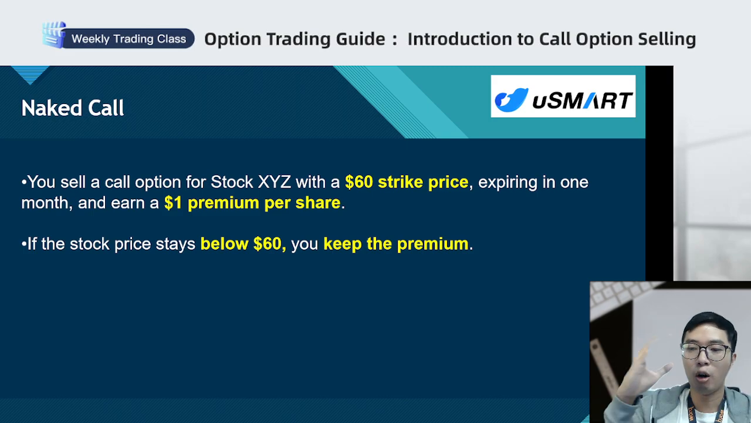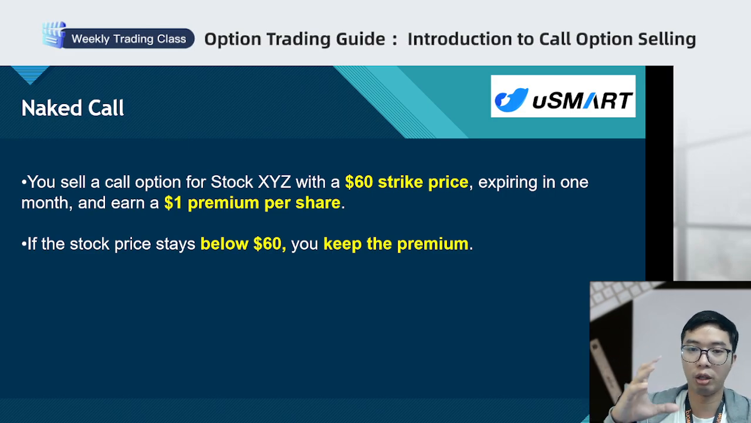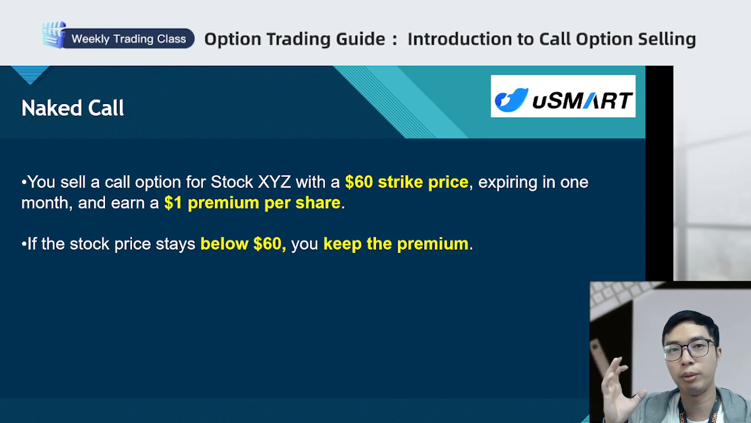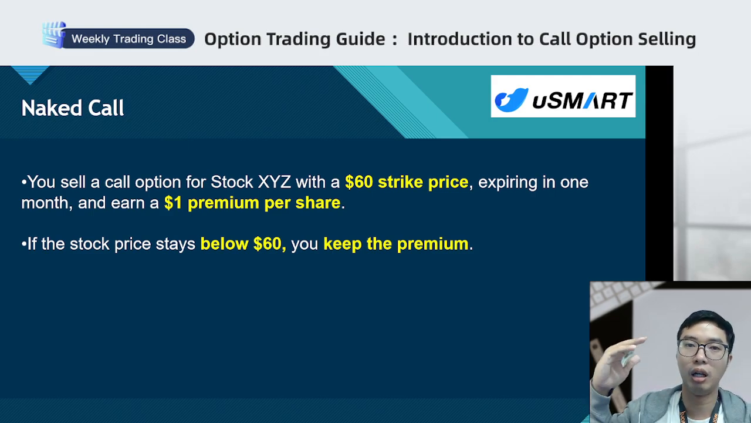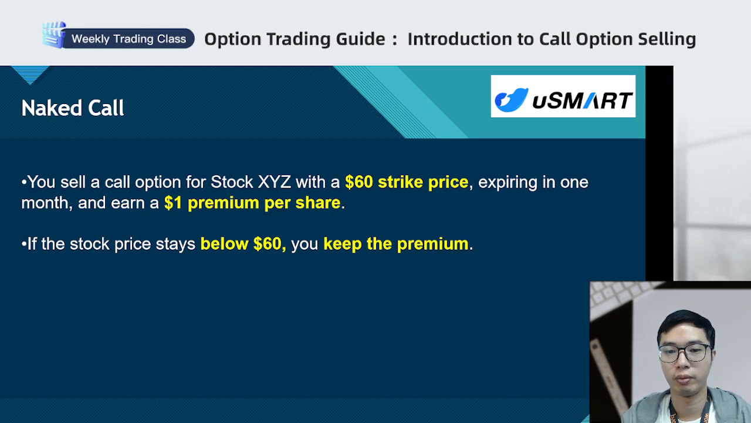Call buyers make a contract with us, the call sellers. Now we become call sellers and we aim to earn their premium only. So we don't want the price to go above the strike price. For now, the call option of stock XYZ has a strike price of 60, expires in 1 month, and earns a $1 premium per share. If the stock price stays below 60, we keep the premium. Always remember, we want to earn the premium from the call buyers.